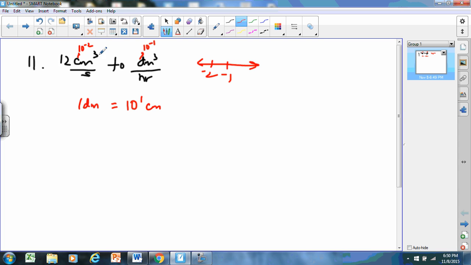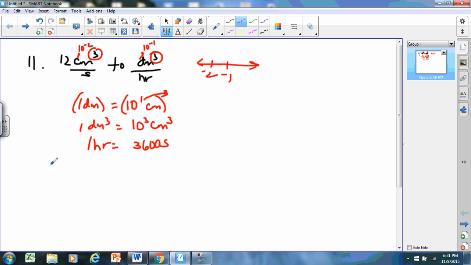But now, see these threes? We're not done yet. We have to cube this. And we get 1 cubic decimeter is 10 to the third, because 1 times 3 is 3, cubic centimeters. That takes care of the top. The bottom is 1 hour is 3,600 seconds. And then what goes in the set of parentheses? The original problem, and then cubic centimeters.